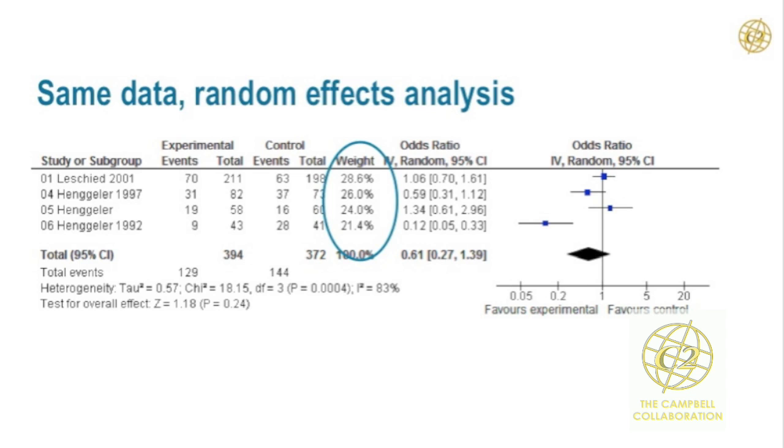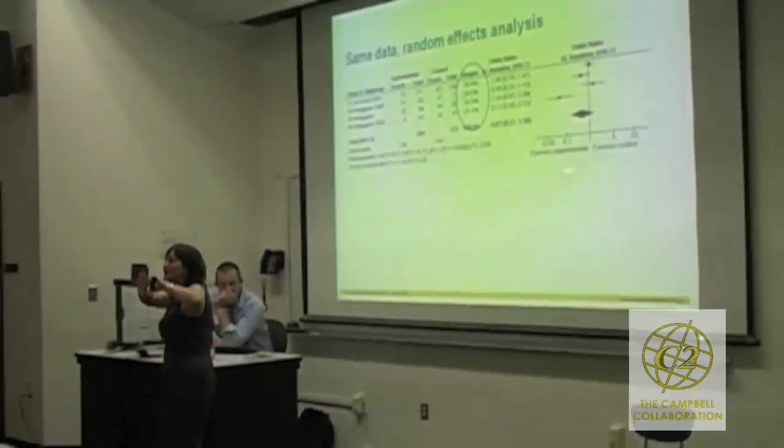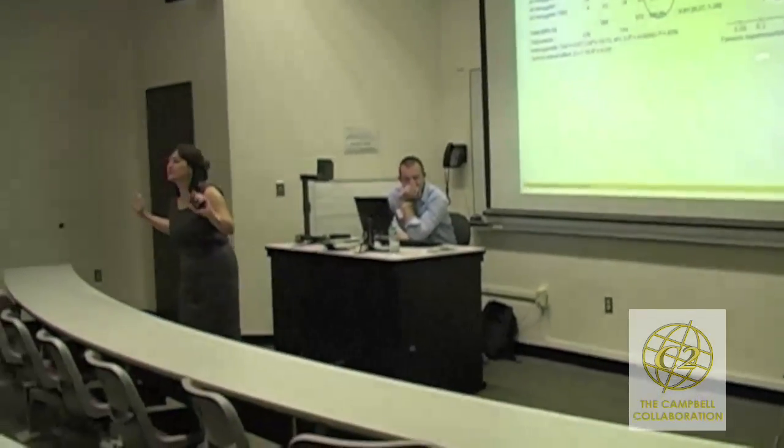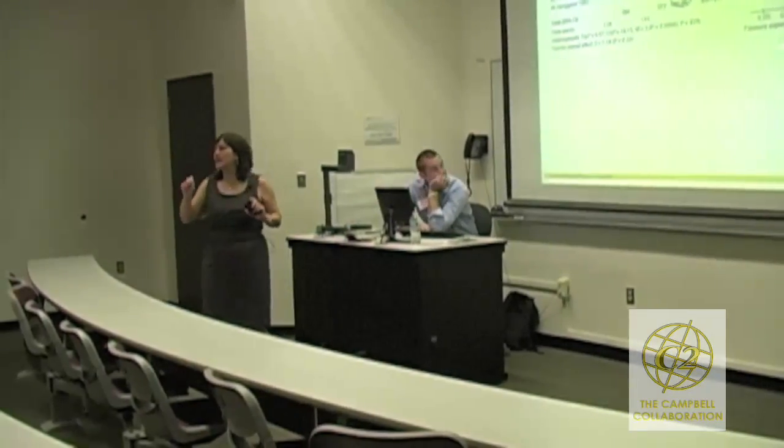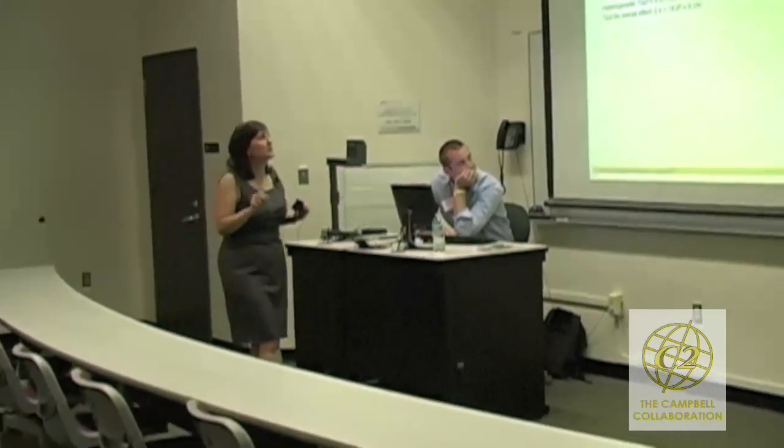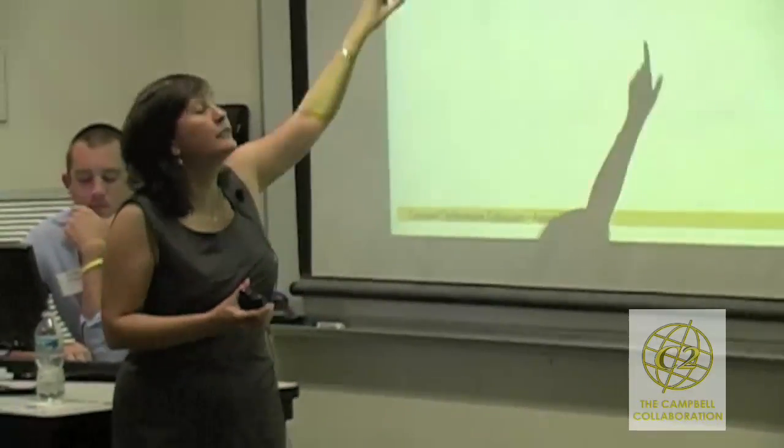And we also see, right, our diamond is much more stretched out. So we have much more uncertainty in the random effects model. We're incorporating much more uncertainty in the random effects model than we do in the fixed effect model. And if you look at the weights, they're very close together.